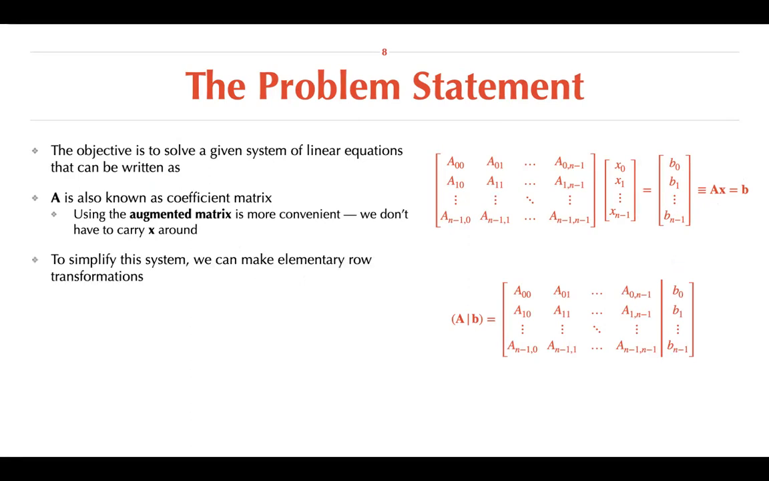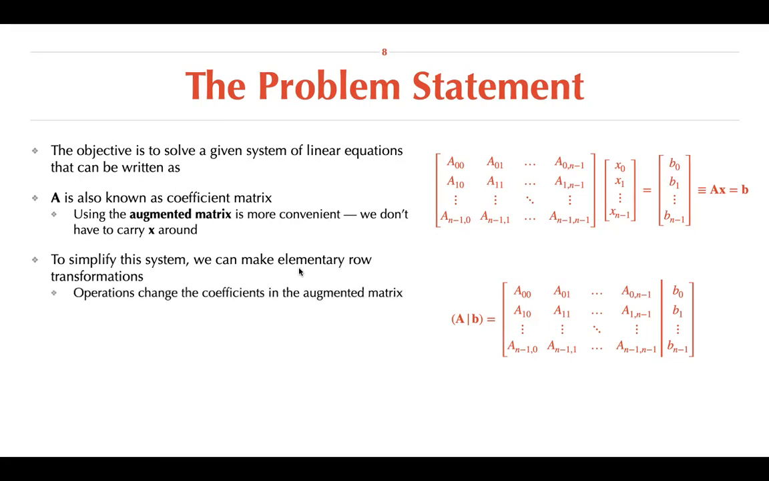Now to simplify this system, we can make elementary row transformations. This is a part of something called direct methods for solving linear systems, and there are also indirect methods, which involve iterations. That I will not talk about today, but in a later talk. Today I'll mostly talk about direct methods, and I will say more about these methods in the forthcoming slides.